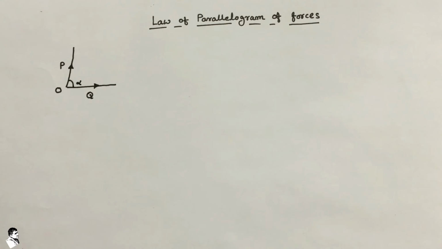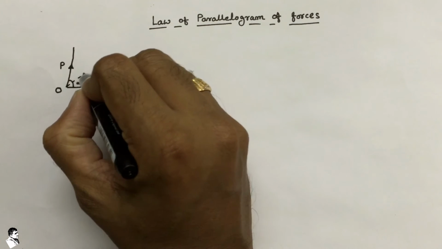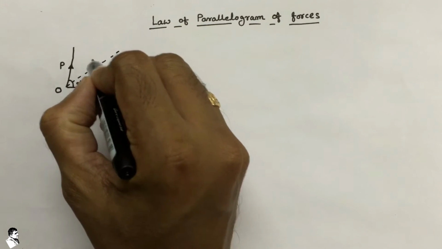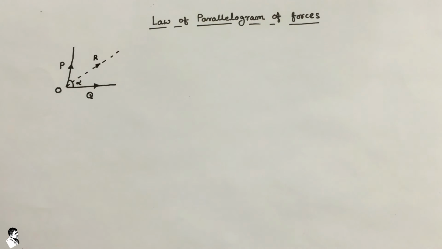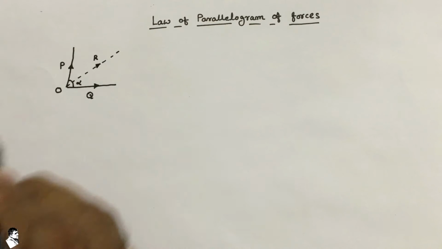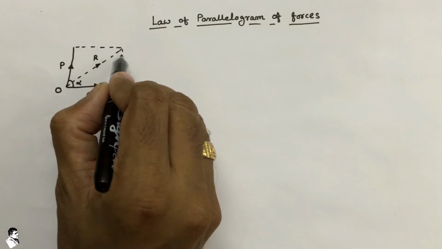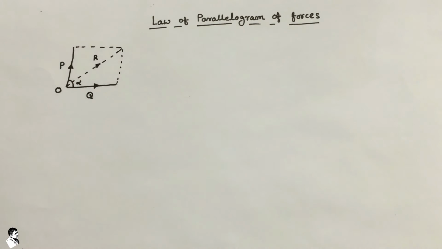So if we consider the force R, that is the resultant force of force Q and force P, and we draw or extend lines that connect to the resultant R, it is nothing but a type of parallelogram. So this resultant R may be determined by the law of parallelogram of forces, and that law is stated as follows.